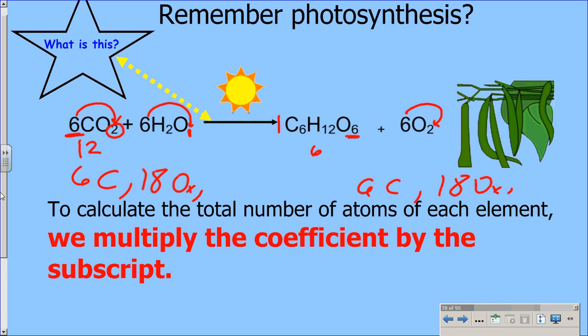How many hydrogens over here? 12, because you said 6 times 2, because in one water molecule there's 2, but we have 6 of them, so that's 6 times 2, which is 12. And how many here? 12. So 1 times 12 is still 12. Okay, so we had on the reactant side 12 H's, on the product side 12 H's. All right, so what have we just proved?